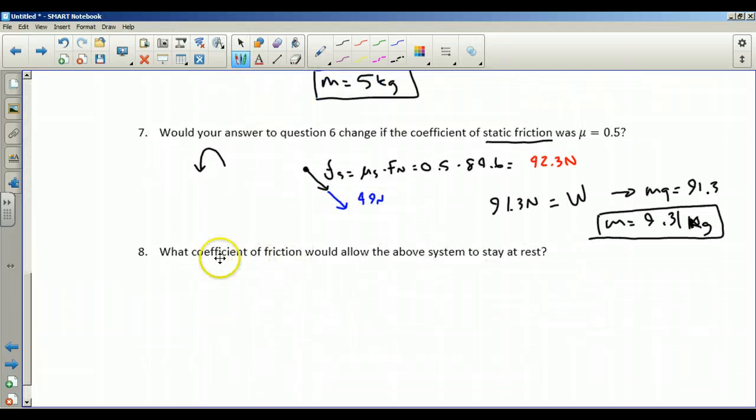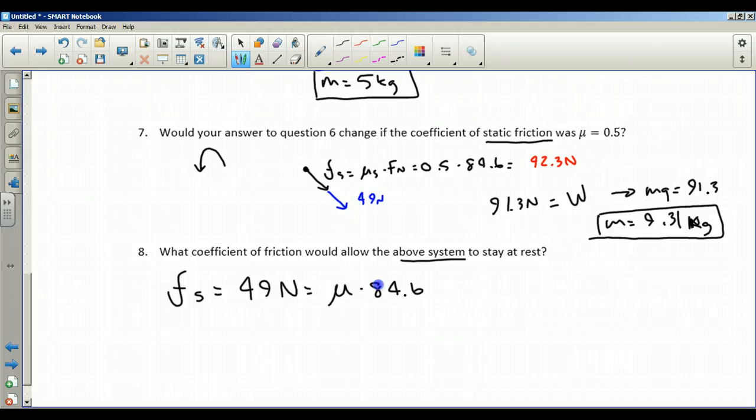And the final question is, what coefficient of friction would allow the above system to stay at rest? This is referring to the very top one. We had a deficit of 49 newtons, so we need our static friction force to be equal to 49 newtons, which will equal our coefficient of friction times 84.6, because our coefficient of friction is going to be multiplied by our normal force. So with that being the case, we need to have a coefficient of friction equal to 0.57.